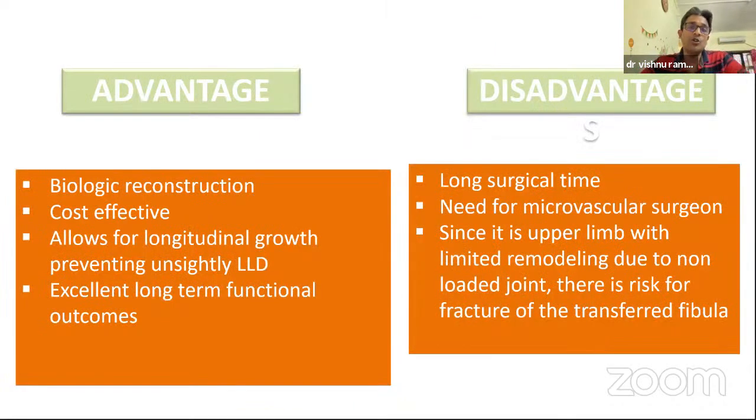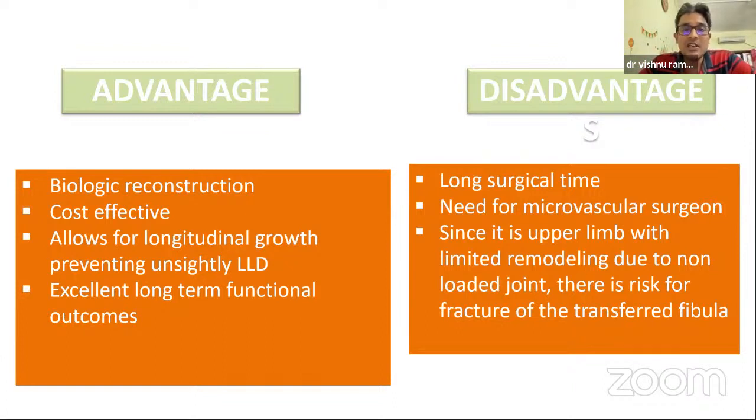But I just wanted to show the two variations of the same epiphyseal transfer of the fibula with two different variations in surgical technique. So the advantages of doing an epiphyseal fibula is that it's a biological reconstruction. It's pretty cost effective. It allows for longitudinal growth, prevents unsightly limb length discrepancy, and gives excellent long-term functional outcomes.